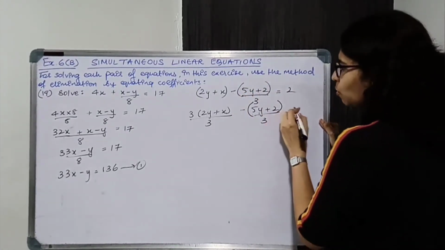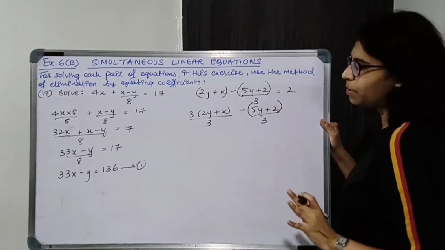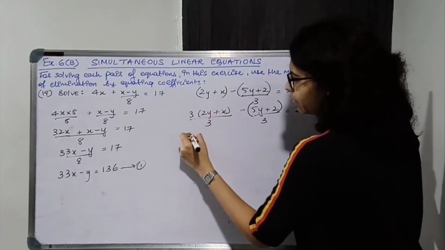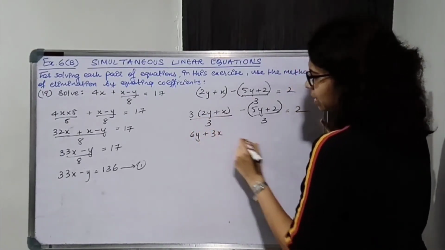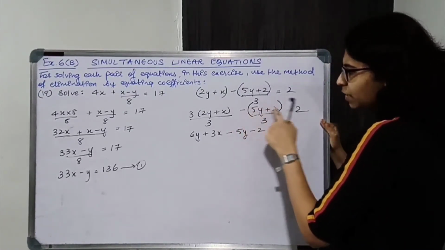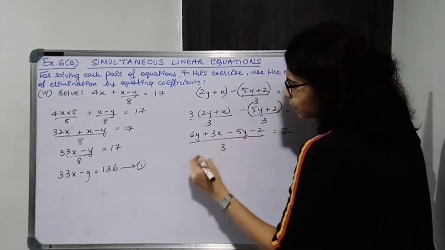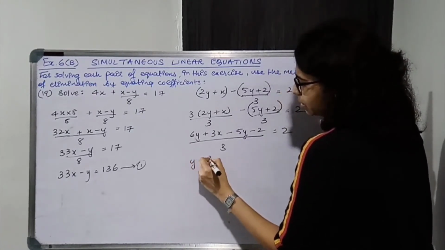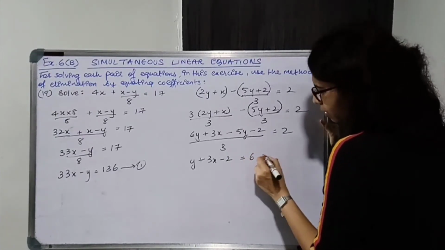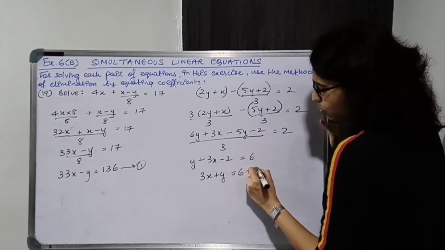Here it was positive, so we did not put brackets. Otherwise, if there is a negative sign, put brackets, or else your answer won't come correct. Now over here it becomes 6y plus 3x minus 5y minus 2, the whole thing divided by 3. So 6y minus 5y will give y plus 3x minus 2 is equal to, shifting 3 over here, 6. So 3x plus y is equal to, shifting this, 6 plus 2, 8.